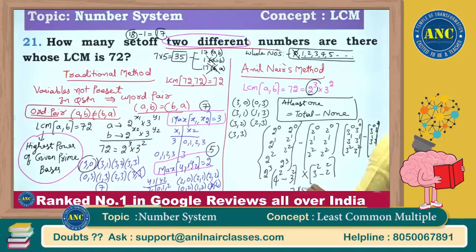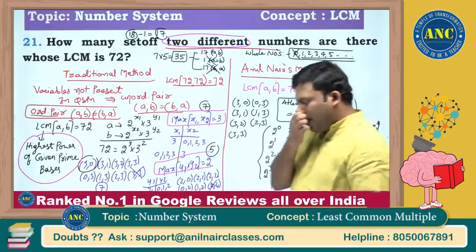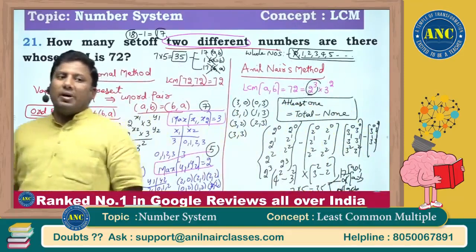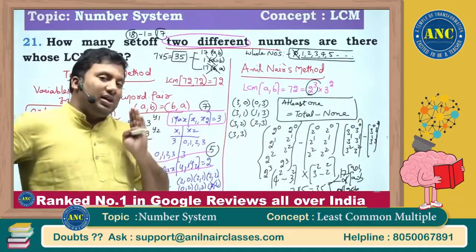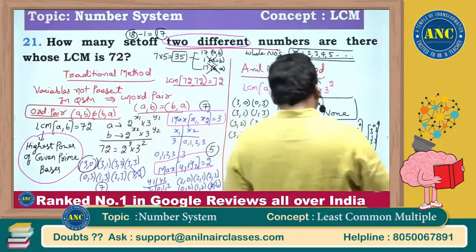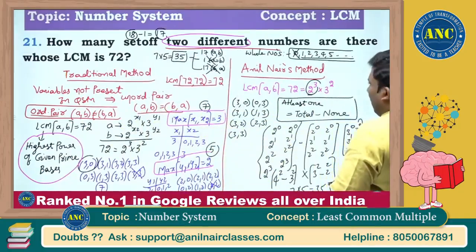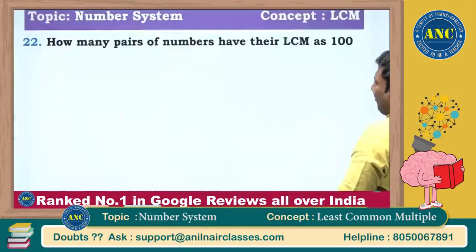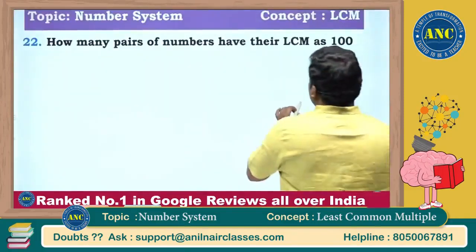7 into 5, 35. 17: A into B, B into A are equivalent. A equivalent to B, so these both can be eliminated. Answer is 17. I hope it is clear. Total minus none. Next slide, listen very carefully. You will get the answer.